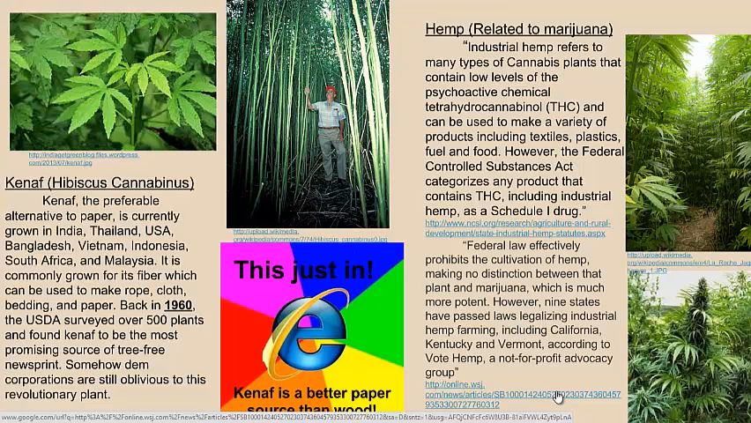Next is hemp. It is related to marijuana, but isn't marijuana. It's just a mere relative. Industrial hemp refers to many types of cannabis plants that contain low levels of the psychoactive chemical THC and can be used to make a variety of products including textiles, plastics, fuel, and food. However, the Federal Controlled Substances Act categorizes any product that contains THC, including industrial hemp, as a Schedule I drug, which means it is illegal. And hemp is also grown for its fiber, which can be used to make paper.